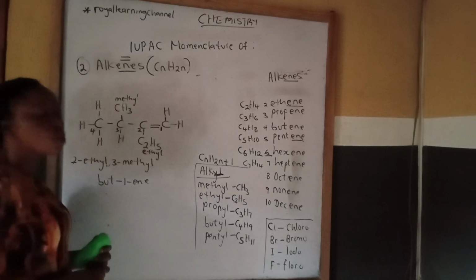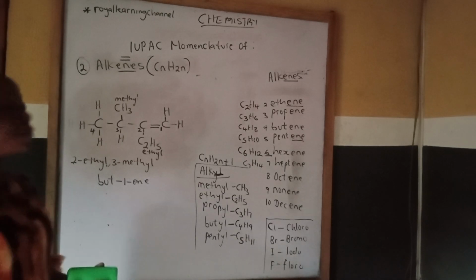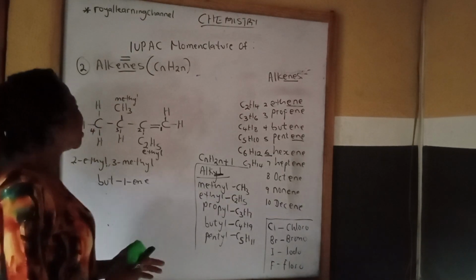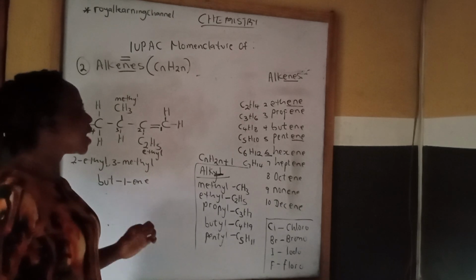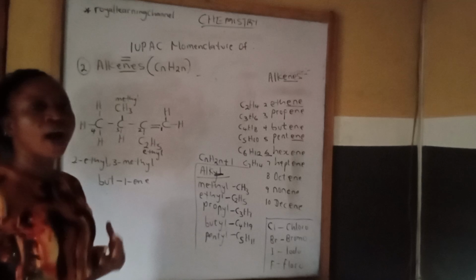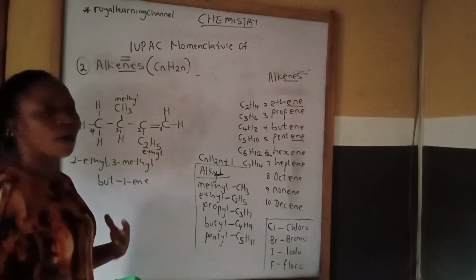2-ethyl-3-methylbut-1-ene. So in my next video, I'm going to explain naming of alkyne and naming of alkanol.